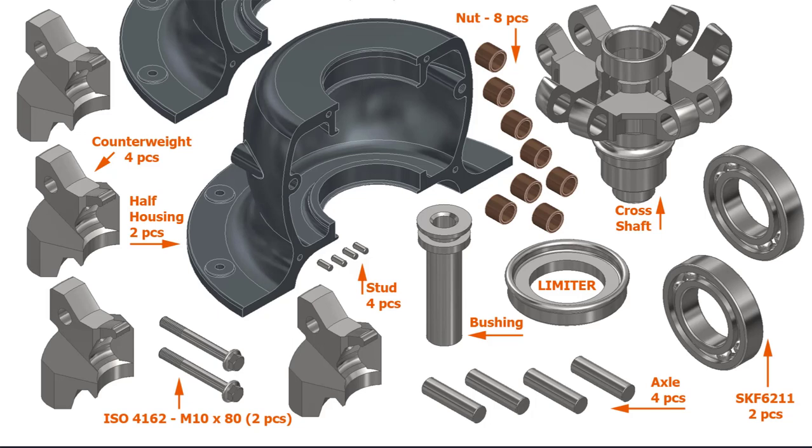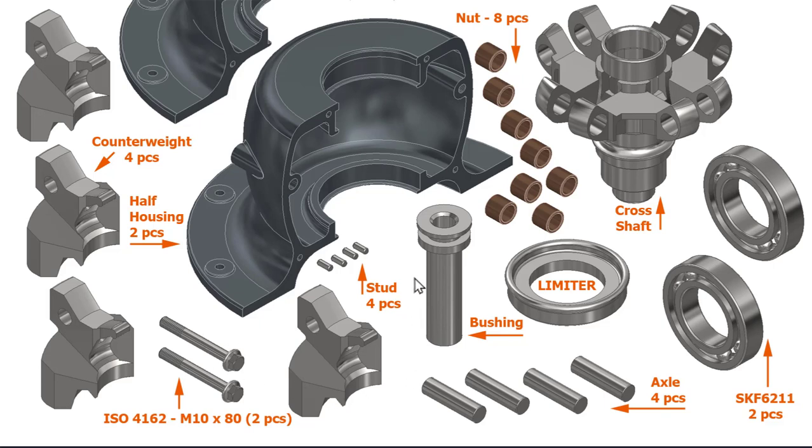Hi my friends. Today we create an assembly centrifugal regulator made of all these parts. You can recognize the counterweight and the cross shaft, which were modeled by us in my two previous tutorials. The other two standard parts are the ball bearings and the bolts presented here.